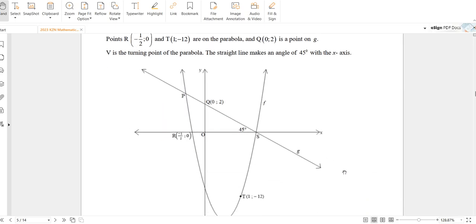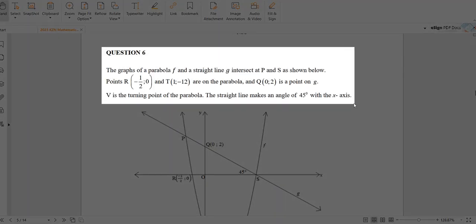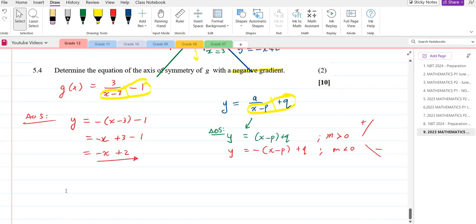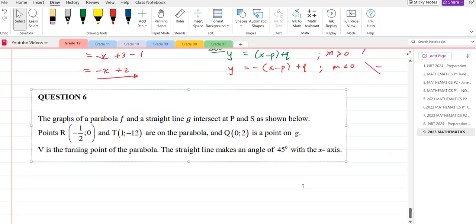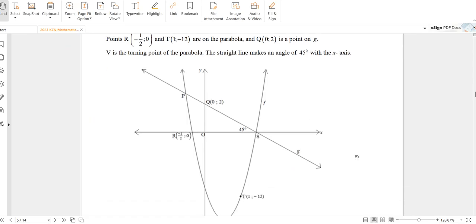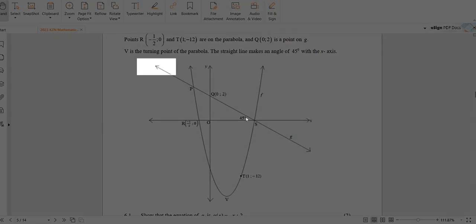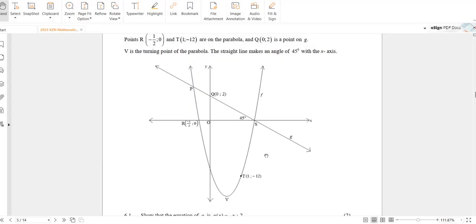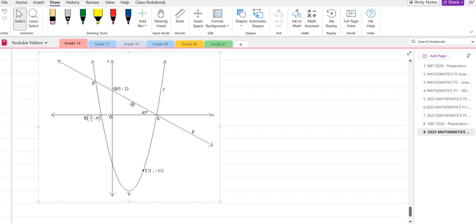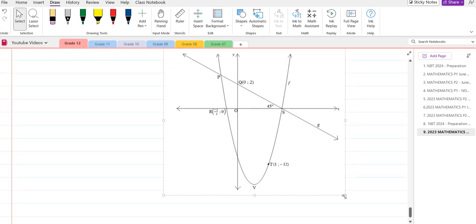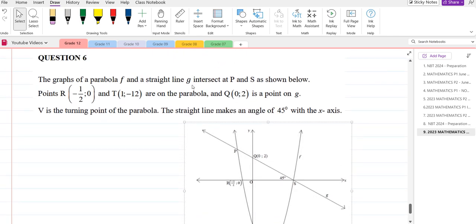Question number 6. So we have a parabola and a line. Let's make this smaller, because I need this graph to explain to you in every step. That's the reason why I kind of crop it. So now let's see the graphs of f and g.